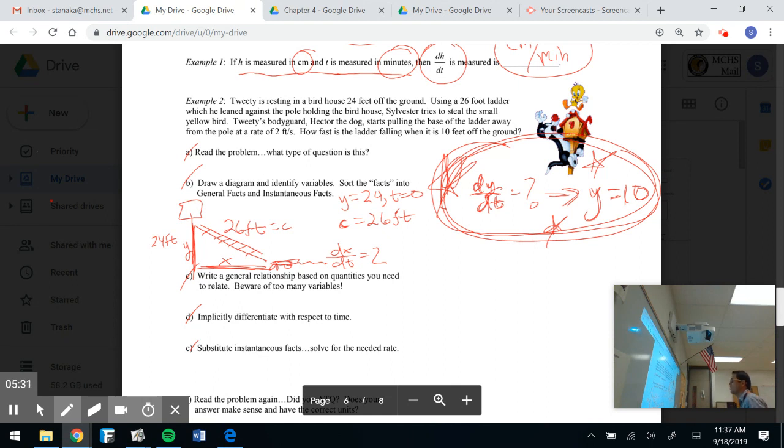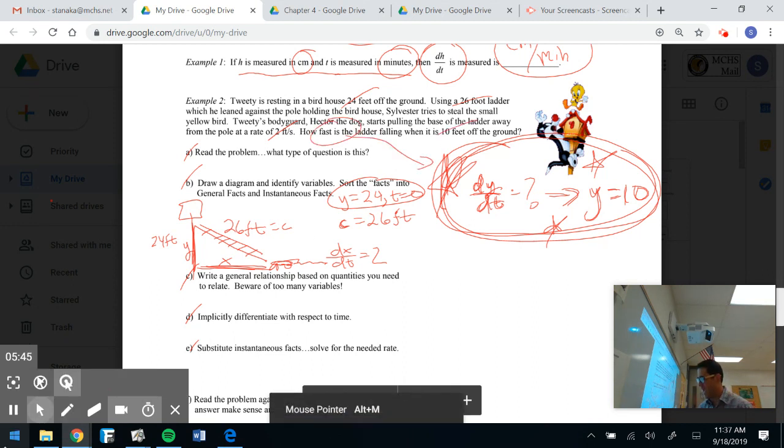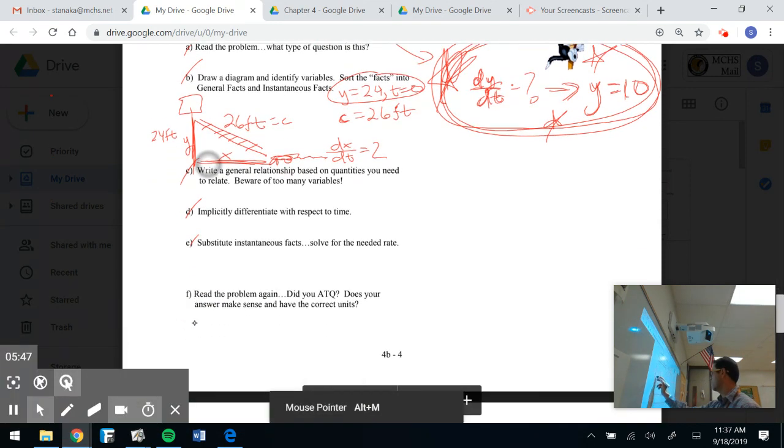I wrote down every piece of information. 24 was written down, what it represents. That's just when we start. So that's probably not going to be too important. 26, we wrote that down, 2 feet per second. Ooh, I wrote down what I'm trying to find, and we got 10. So let's get after this bad boy. Let's start this problem. Okay?